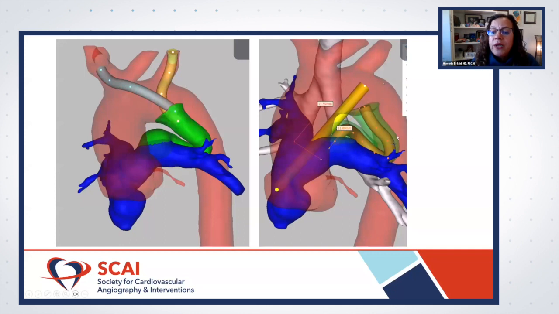But also we do our measurements. So we measure along the curvilinear line, and then we measure a straight line, which here is longer than it should be. And we take those two measurements and we decide what length stent to put in.